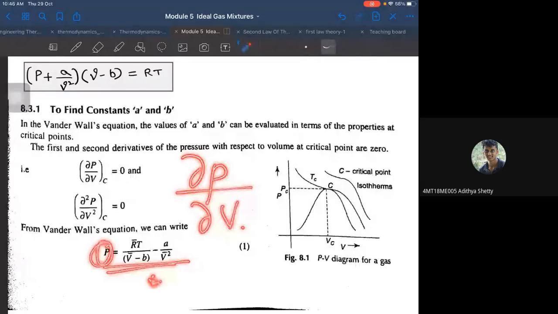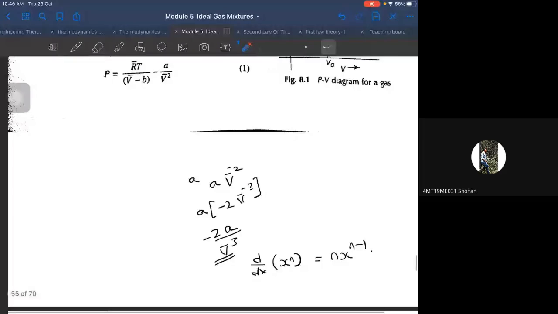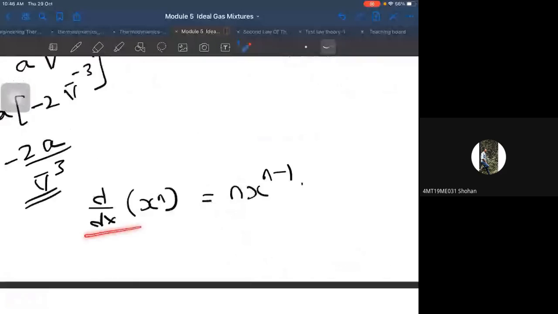With respect to what do I have to differentiate the expression of P here? V. Exactly. So we have to differentiate with respect to V. When you differentiate with respect to V, what is d by dx of x to the power of n? It is n into x to the power of n minus 1.